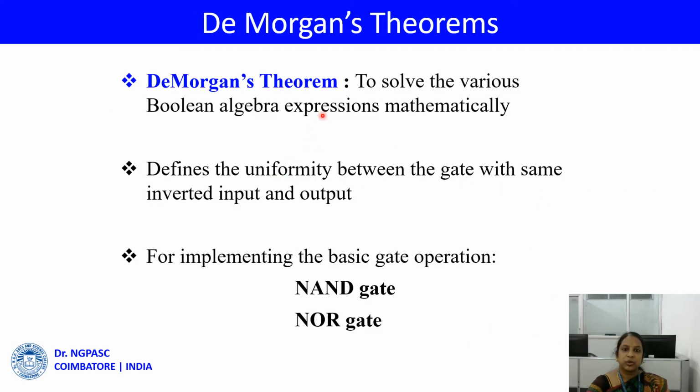Next is De Morgan's theorems. There are two theorems in De Morgan's theorem. So to solve the various Boolean algebra expressions mathematically, De Morgan's theorem is used. It defines the uniformity between the gate with same inverted input and output. It is used for implementing the basic gate operation, which is NAND and NOR gate.